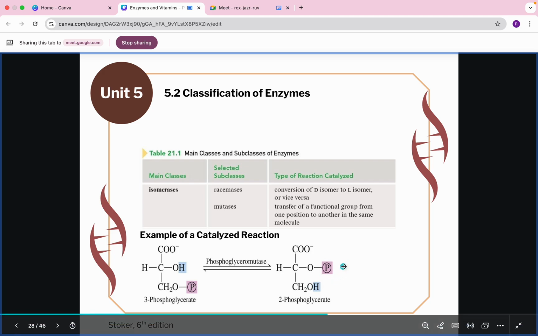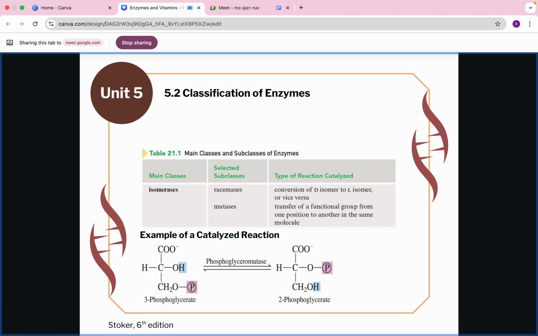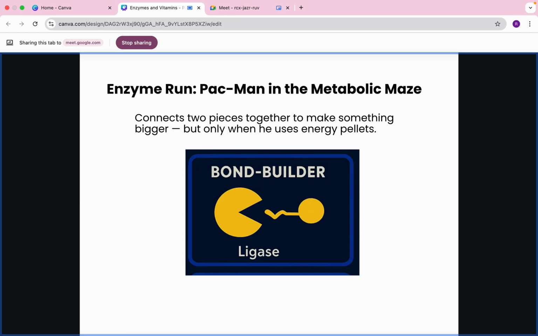Okay, so we're actually down to the last enzyme. Is this already memorized in our Pacman modes? Okay, so the next one is basically the bond builder, or we will refer to this as ligase. It actually connects two pieces together to make something bigger.